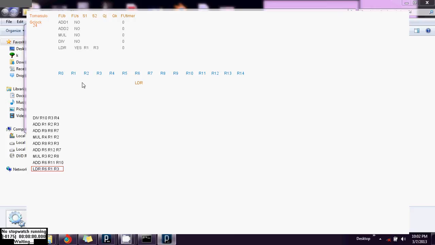And at the end, the code is having some error, and it's still on the last instruction. Block 0 means add 1, block 1 means add 2, and so on. That's it.